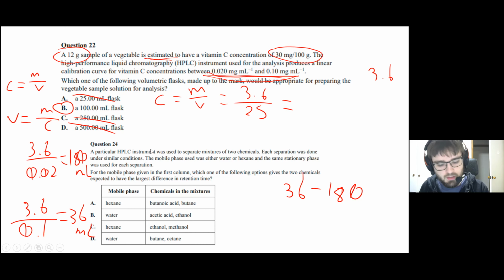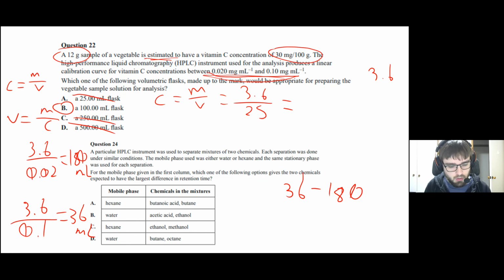So for our next one here, we've got some information here. The mobile phase used for a separation of two chemicals is either water or hexane. So if you see water or hexane, you should immediately go, oh, water's polar, hexane's non-polar. If they're solvents, that's the main reason that we'd use either of them. So hexane is going to be a non-polar mobile phase. Water's going to be a polar mobile phase.